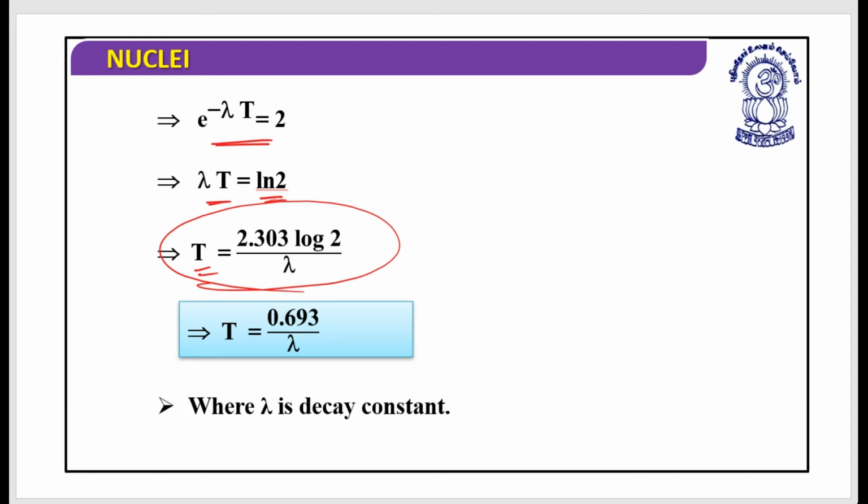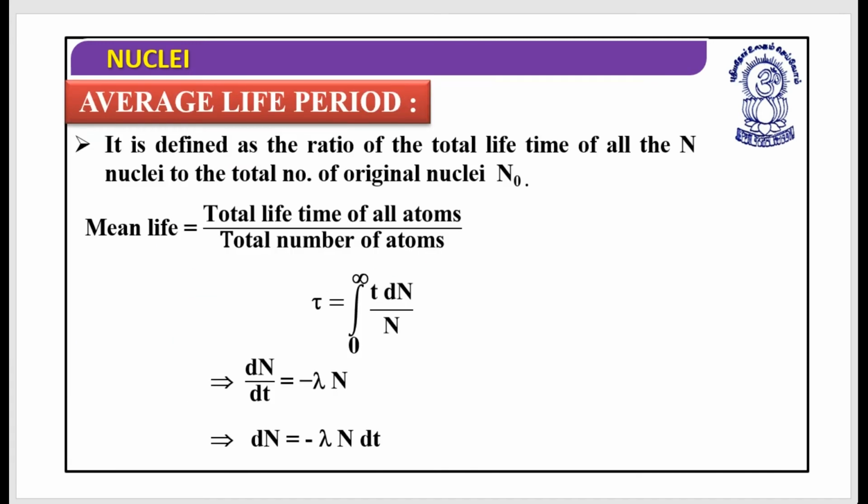So this is T, or certain authors denote it as tau. It's 0.693 by lambda, where lambda is the decay constant. First we will see the formula of the average life, and then we will switch to the numericals based on all of this. So let's first discuss the average life period.